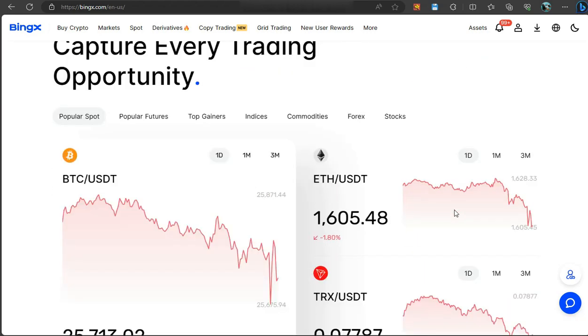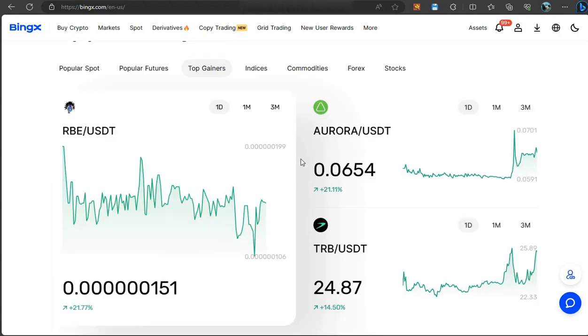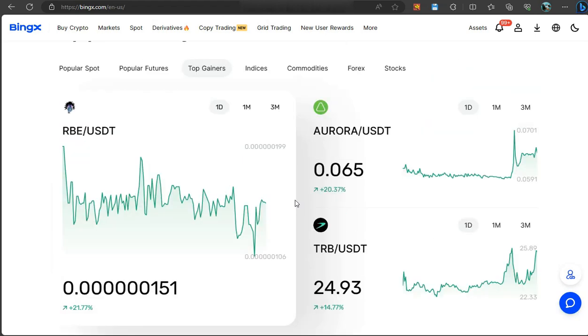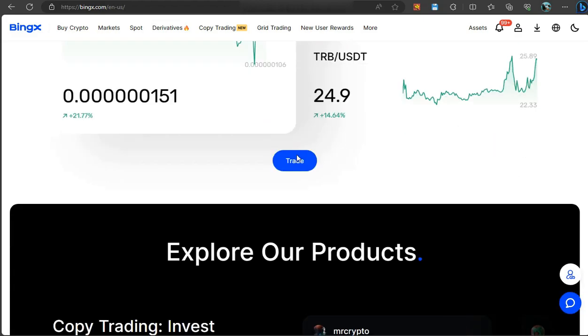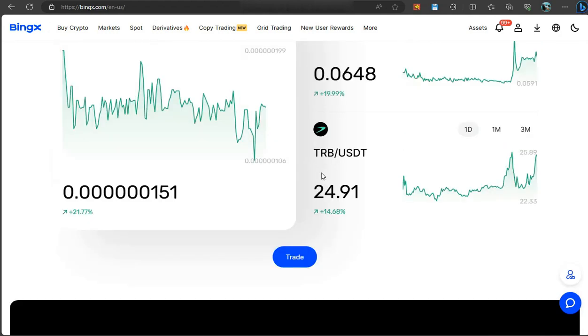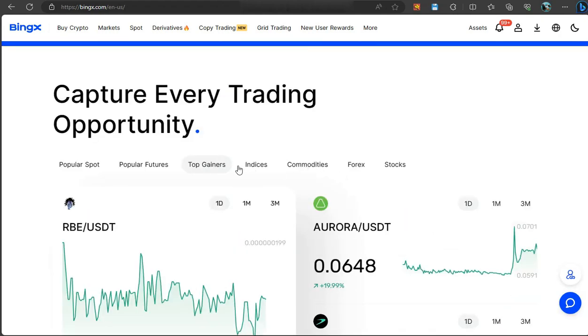Here is Bitcoin, and let me just go to top gainers. You can just see some cryptos that are moving higher. This is the top gainers. You can see cryptos that are moving higher, and when you click on trade, you can go and buy them, and that's what it means. Trading means buying and selling, and that's all.